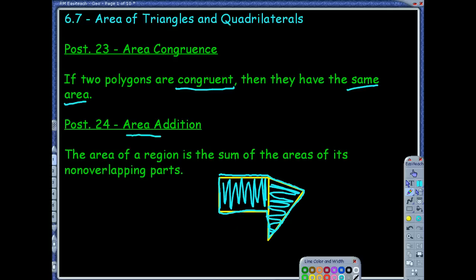What's nice about the area addition is if you don't really know what kind of shape it is, obviously this region isn't really made up of just one shape, you can often break it into pieces. Even if you know it's a certain quadrilateral, it can make sense to break it up into the pieces that make it up. So we're going to see some examples involving this. This is one that you might use, and you may have used it already.